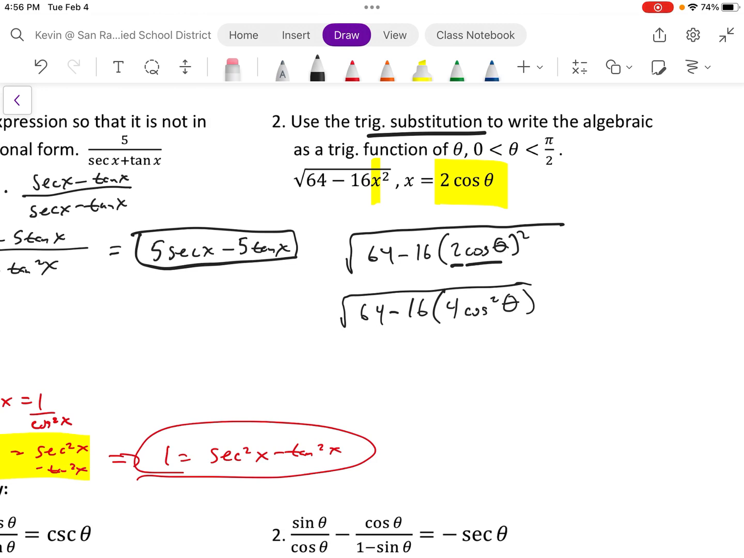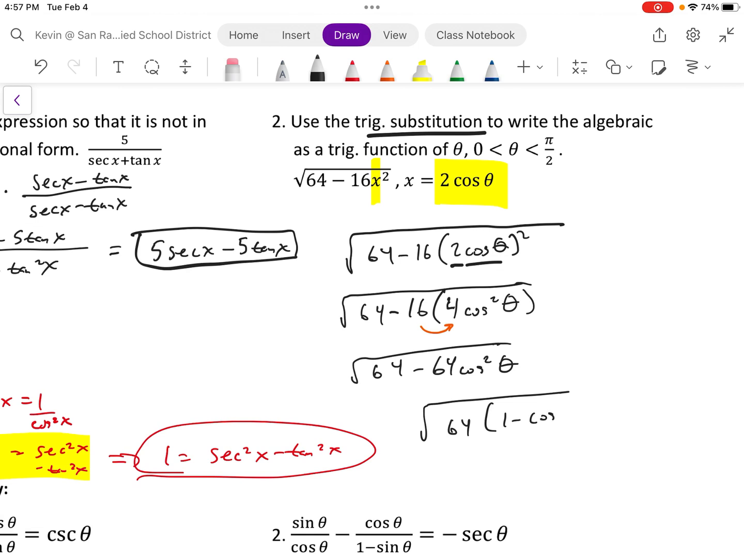Make sure you get all your little bits right here. You have to remember all your algebra. So I have 2 times cosine theta. These are separate terms, so 2 squared is 4, and cosine theta squared is cosine squared theta. Now I have 64. Let's see, 16 times 4, isn't that 64 also? Yeah. Minus 64 cosine squared theta. Okay, because I just multiplied this in here.